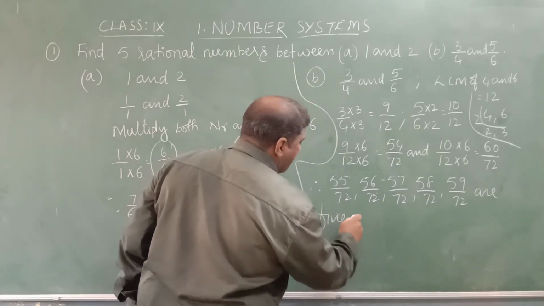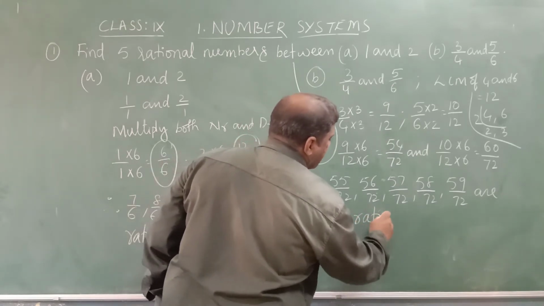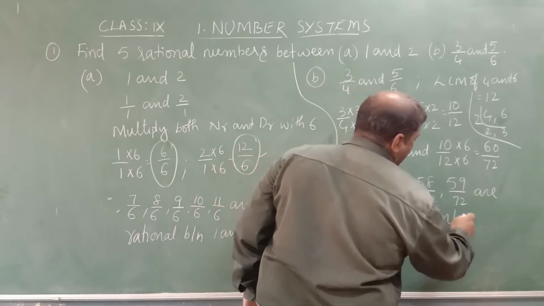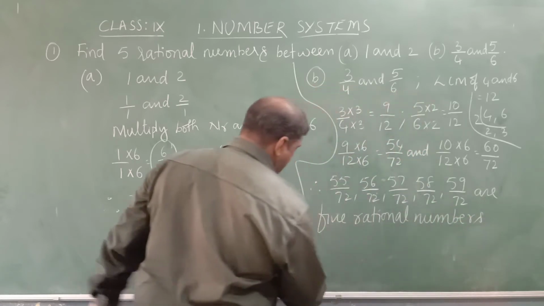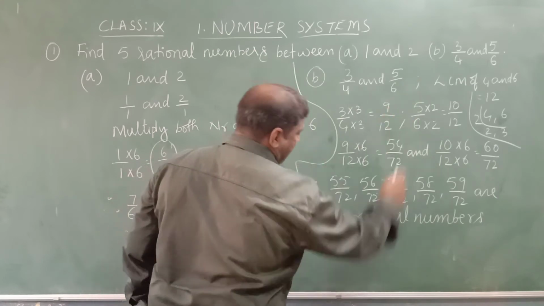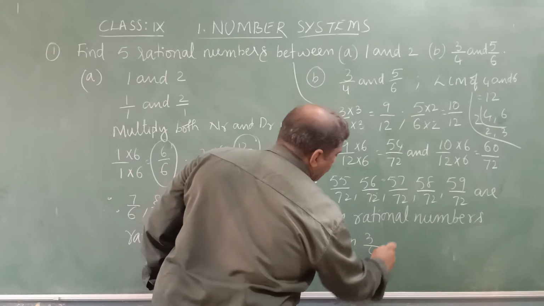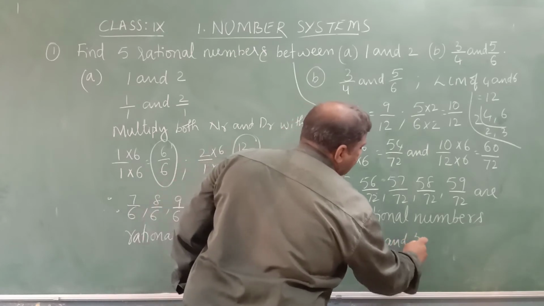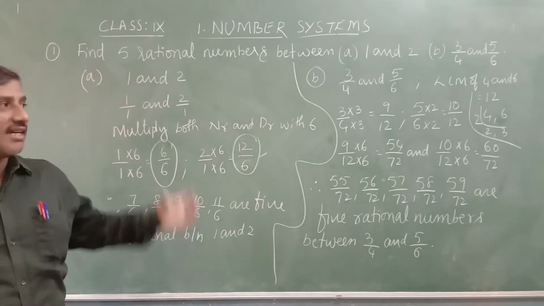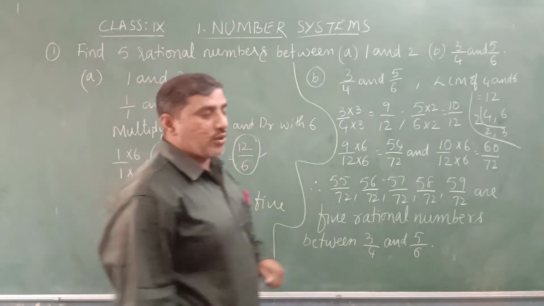between the given numbers, that is 3 by 4 and 5 by 6. Like this we will find the rational numbers between given two rational numbers.